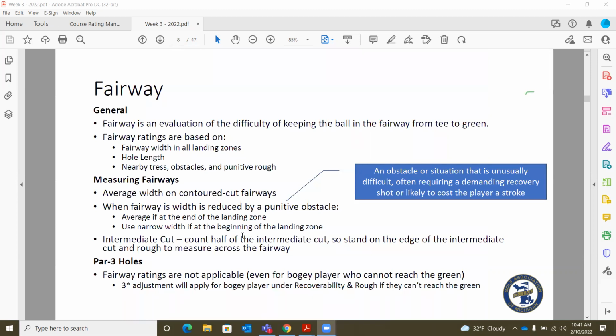And then the last thing on this page for fairway: if it's a par 3 hole, we do not have a fairway rating. The one thing that's a little bit tricky that's different than the topography we talked about is that for par 3 holes, the par is determined based on the scratch player's length. So in this case, even though it might be a 2-shot hole for a bogey player, it's still going to stay as a par 3, and the fairway value will still be 0 for the bogey player.